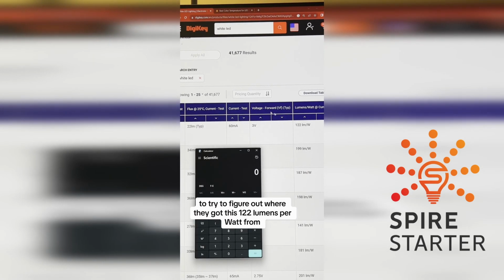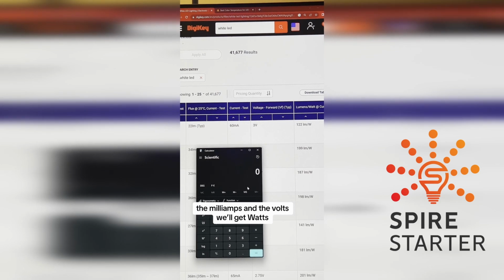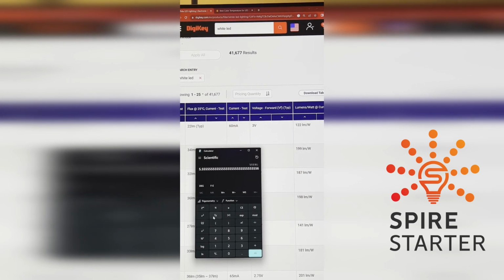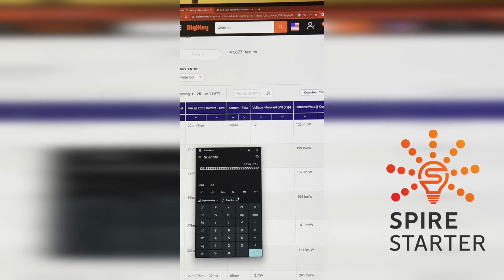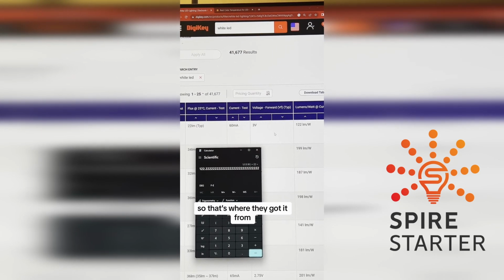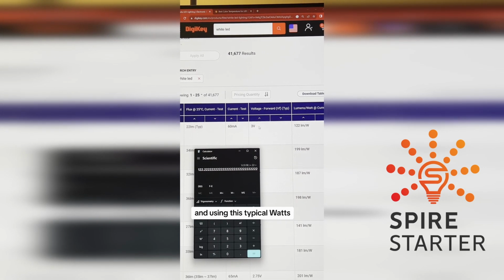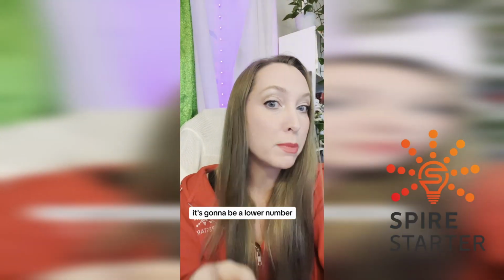So let's do a little math to try to figure out where they got this 122 lumens per watt from. If we multiply these two together, the milliamps and the volts, we'll get watts, so 0.06 times 3, 0.18 watts. We'll put that on the denominator and multiply by 22 lumens. And we get 122. So that's where they got it from. They're using the 25 degrees C amount of lumens and using the typical watts from these numbers. But if you care about efficiency at 85 degrees C, it's going to be a lower number.